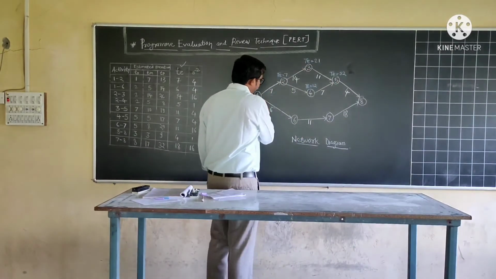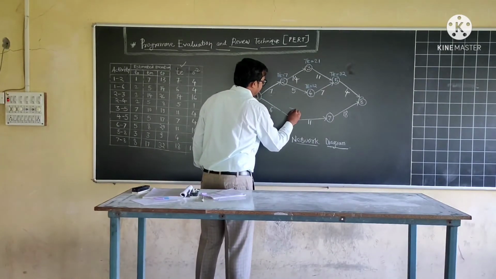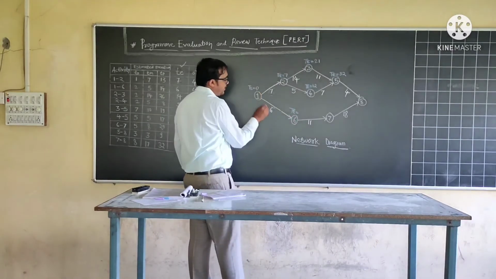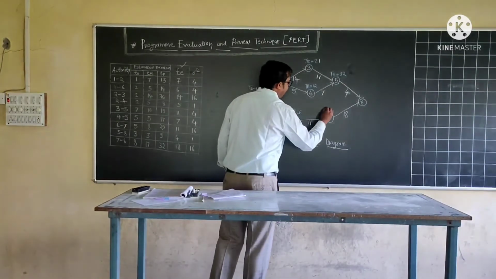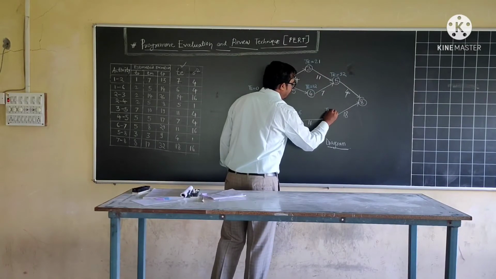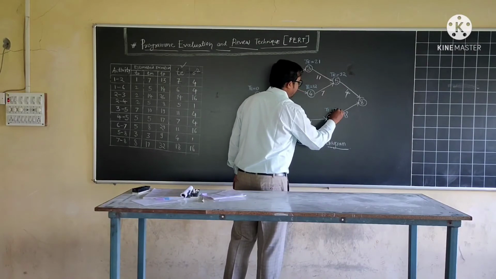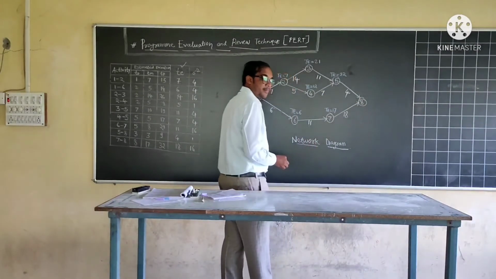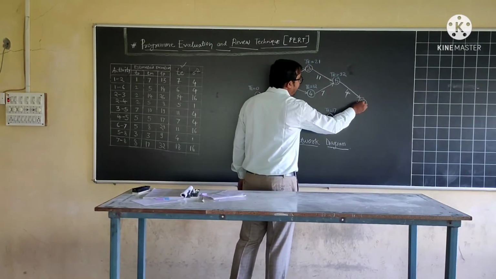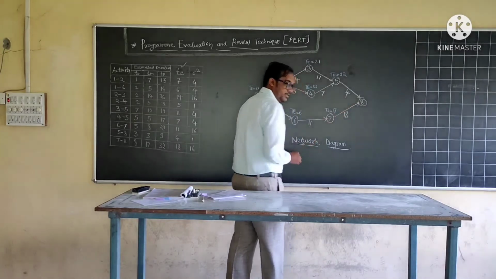Okay, so likewise, in this way, TE for event number 6 will be 0 plus 6, 6. For event number 7, TE will be 6 plus 11, 17. Okay, only one last event is remaining. At event number 8, activity 5 to 8 and activity 7 to 8 come.